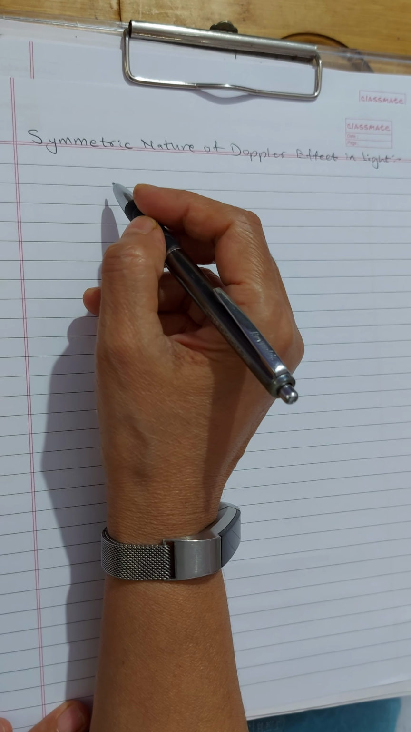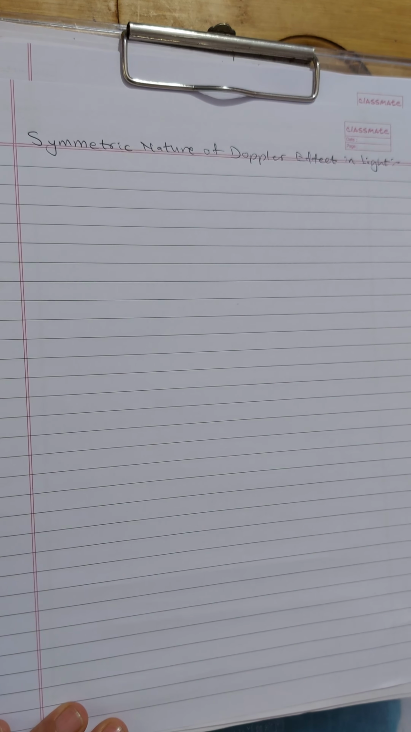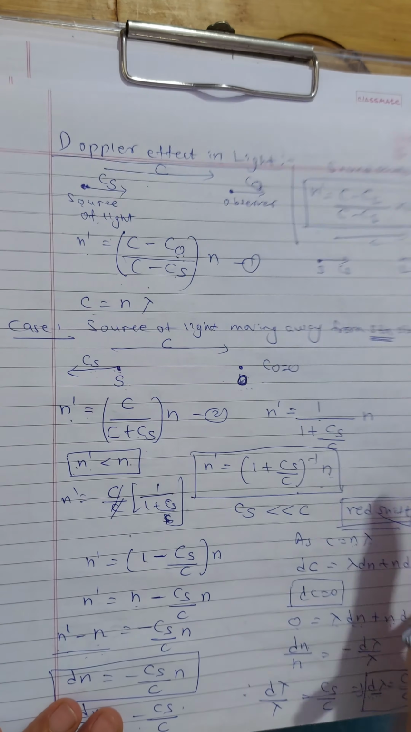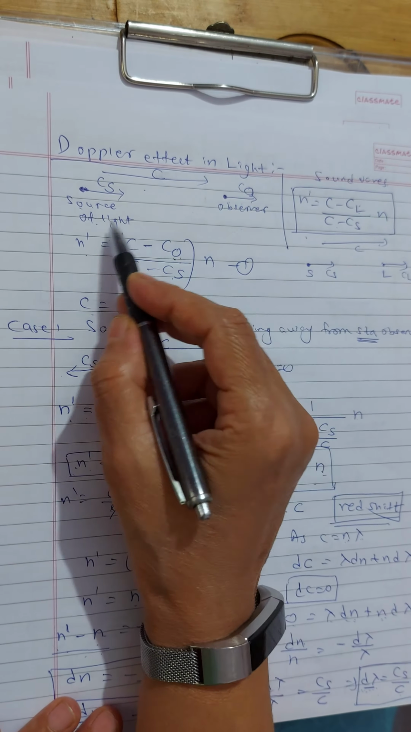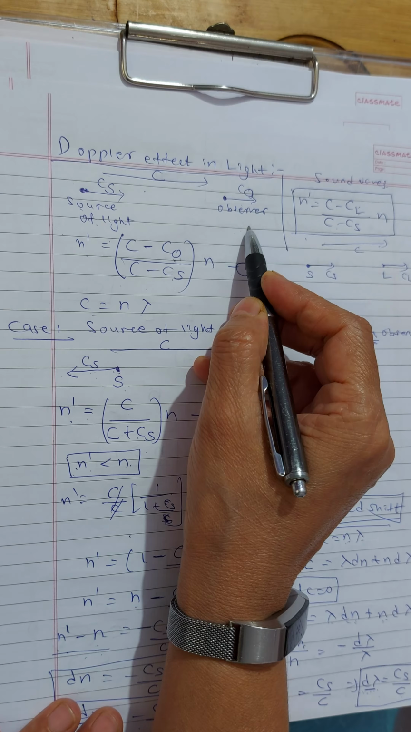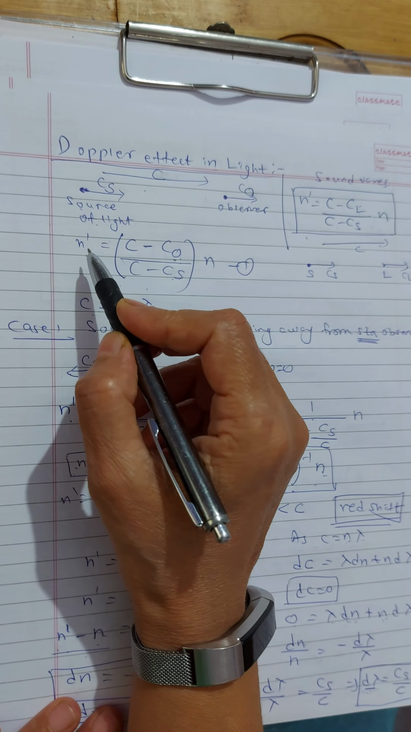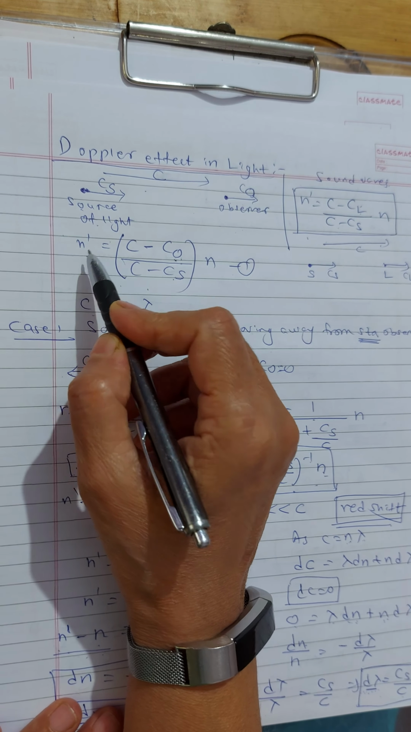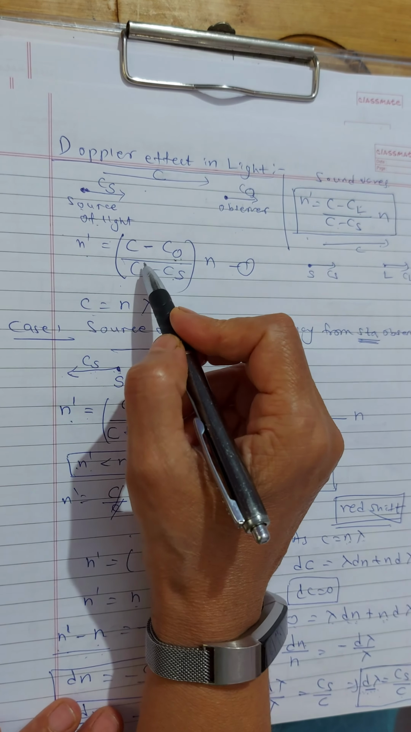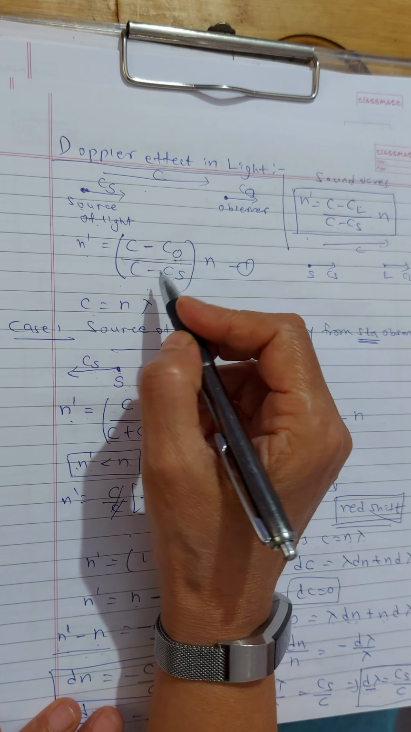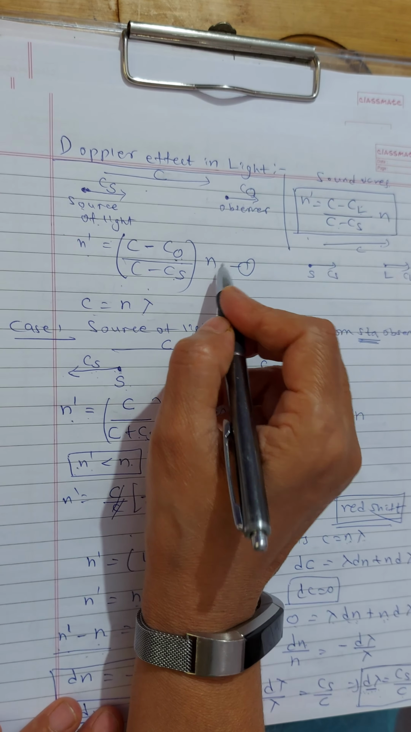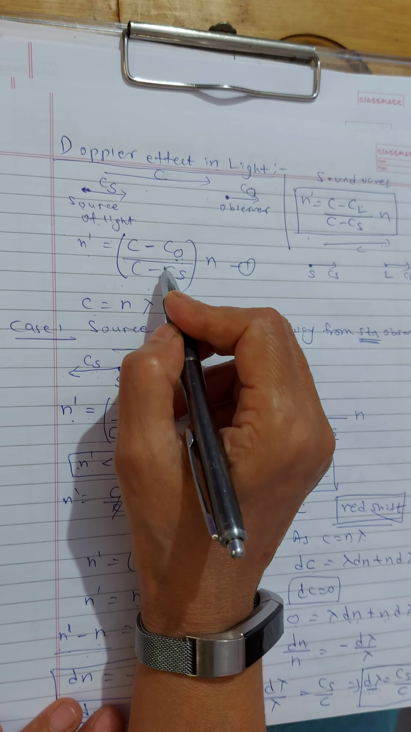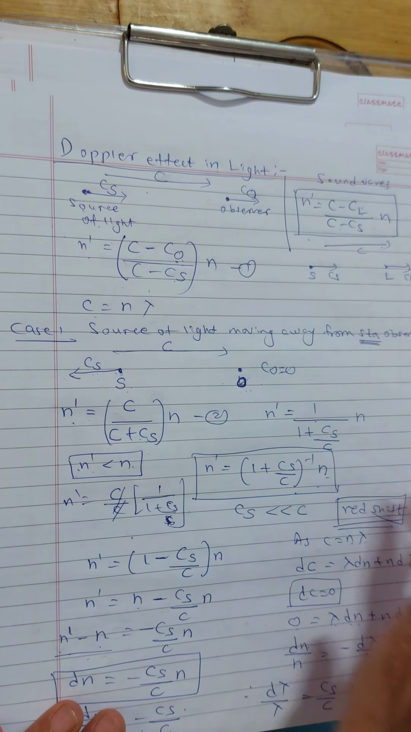So earlier we had seen that when the source of light and the observer are moving along the same direction, the apparent frequency or the observed frequency of light observed by the observer is given by (C minus CO) upon (C minus CS) into N. Correct? Now with this, to show the symmetric nature, we will study two cases. Out of which, case number 1.